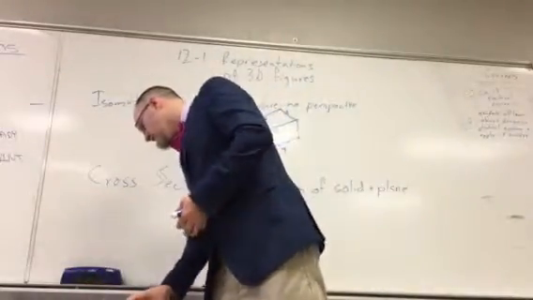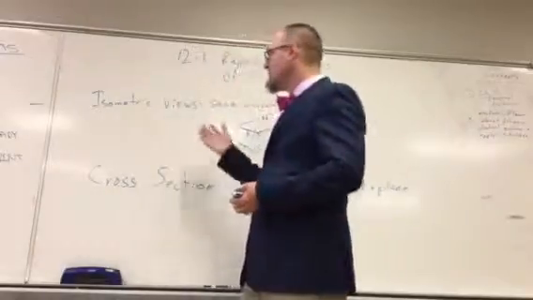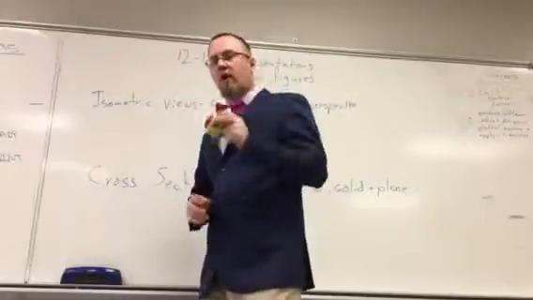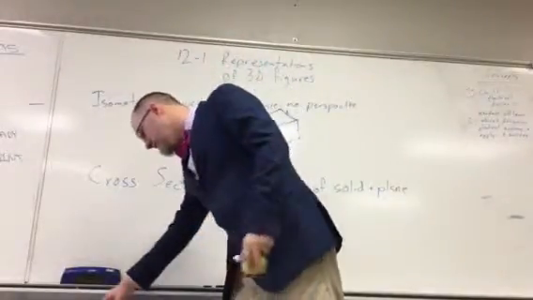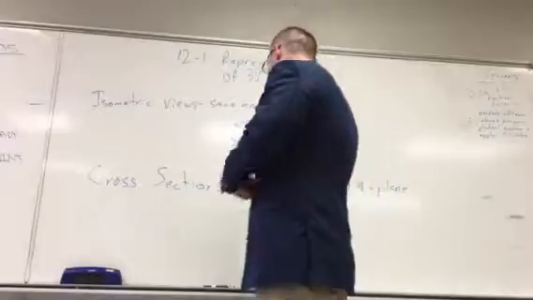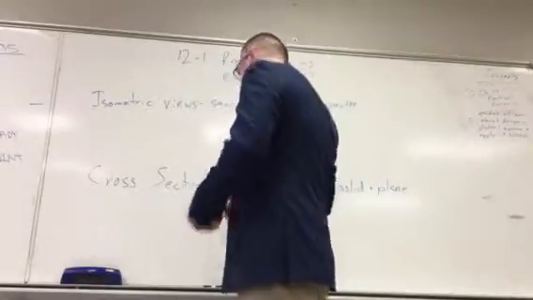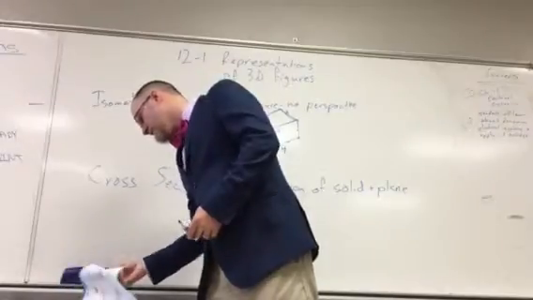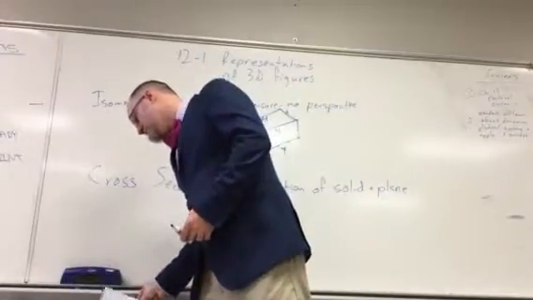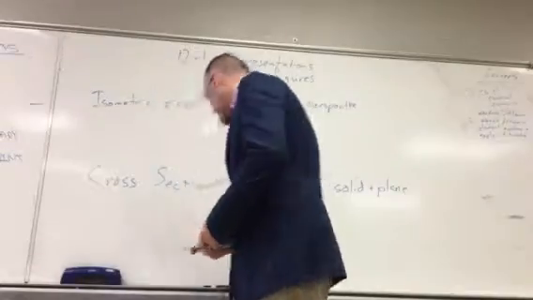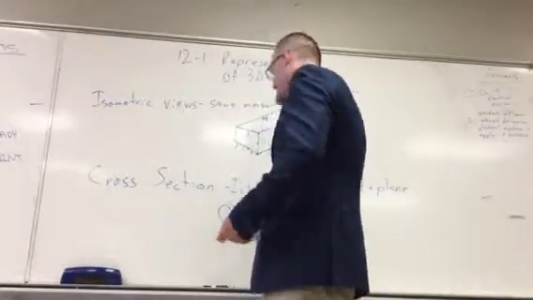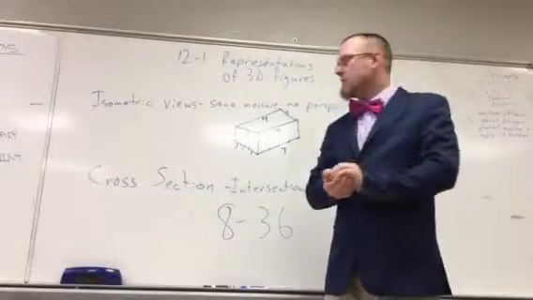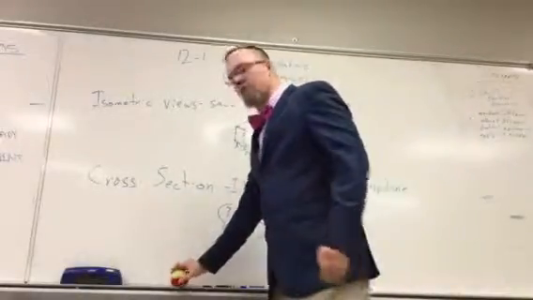The only stuff on here is the isometric dot paper, the isometric views. You're making sketches, and then of course the cross sections of 3-dimensional figures. So we are going to work problems 8 through 36 for this lesson. And that'll be a good way to start out for chapter 12.